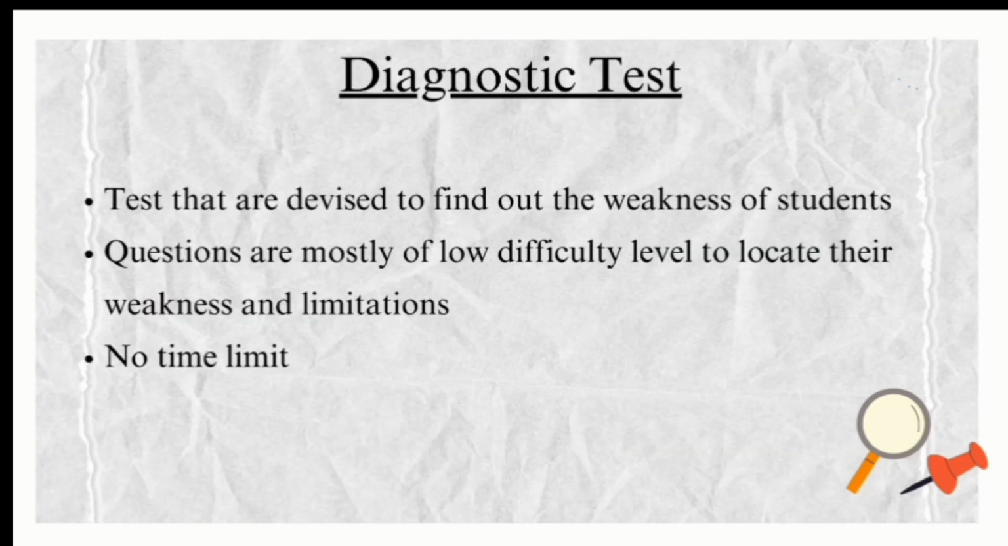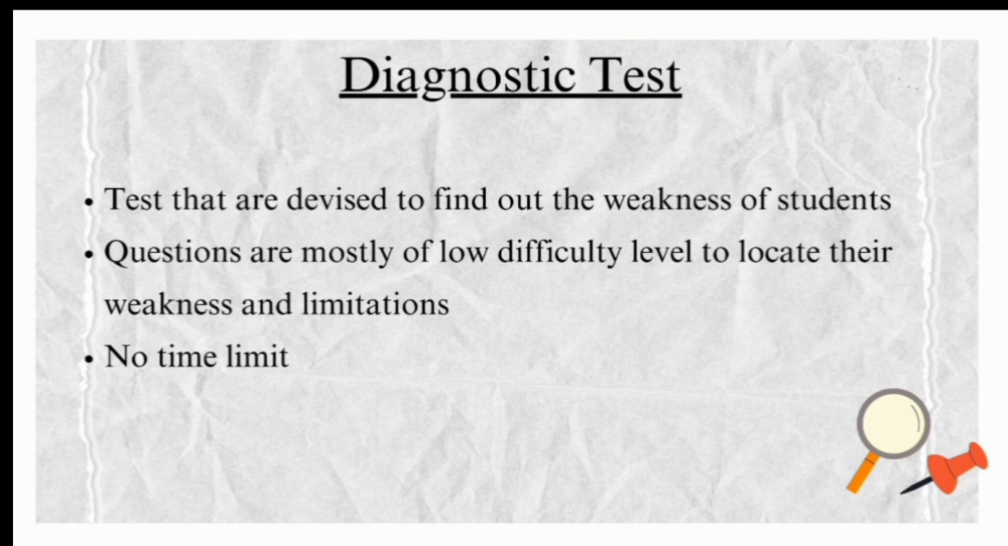Next one is diagnostic test. A special type of test that is devised to find out the weakness of students is called a diagnostic test. Even though an achievement test has some diagnostic value, a diagnostic test differs from it. In an achievement test, the range of difficulty level is much wider. Questions range from easy to very difficult, as its purpose is to grade students and help to discriminate them.